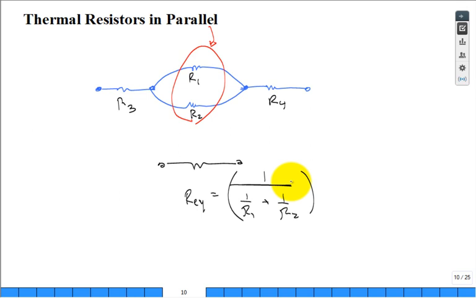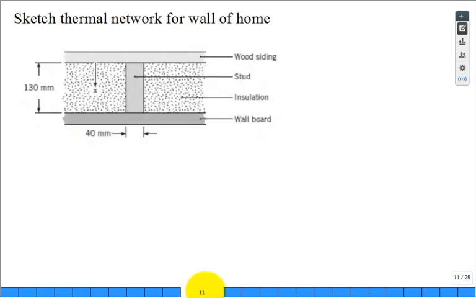So there you go. And then here you have this one. Now you have this equivalent resistor, and you can add it to R3 and you can add it to R4 just like we did for in series. And so thermal analysis builds on this type of thing. It's done quite often. So we have a wall.